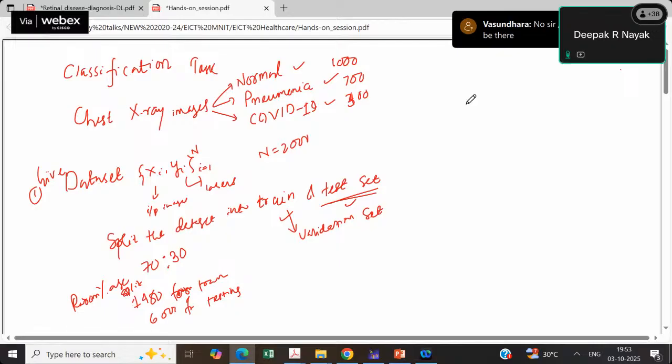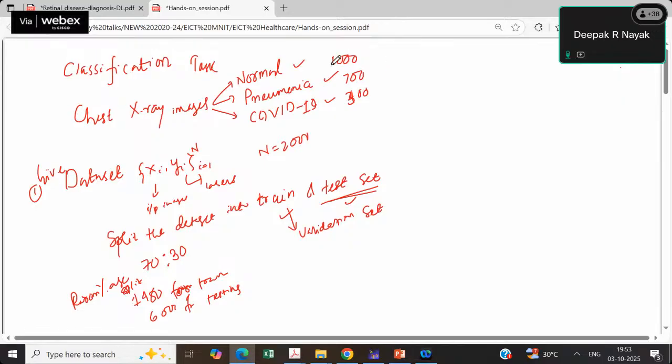Absolutely correct, right? Because of the class imbalance. What this means is that if I choose 1,400 samples, there is a possibility that all the 1,400 samples may come from the normal or pneumonia classes. There may not be many samples, or no samples, from COVID-19, right? So then what is the solution here? The solution here is nothing but stratified.